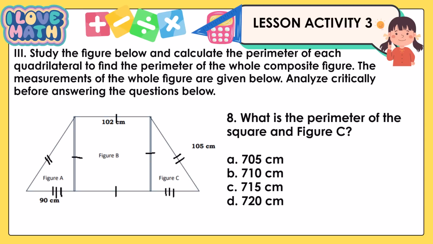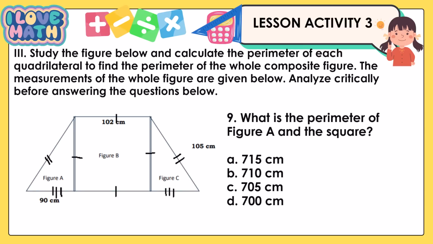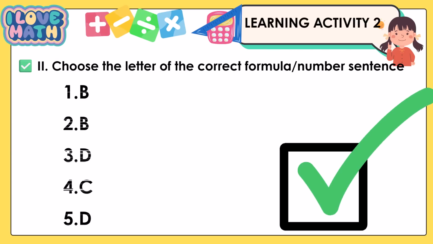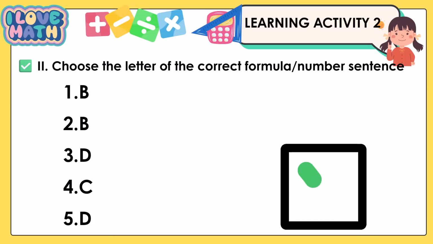Number 8. What is the perimeter of the square and figure C? Number 9. What is the perimeter of figure A and the square? Number 10. What is the perimeter of the composite figure? And here's the answer for part 2.